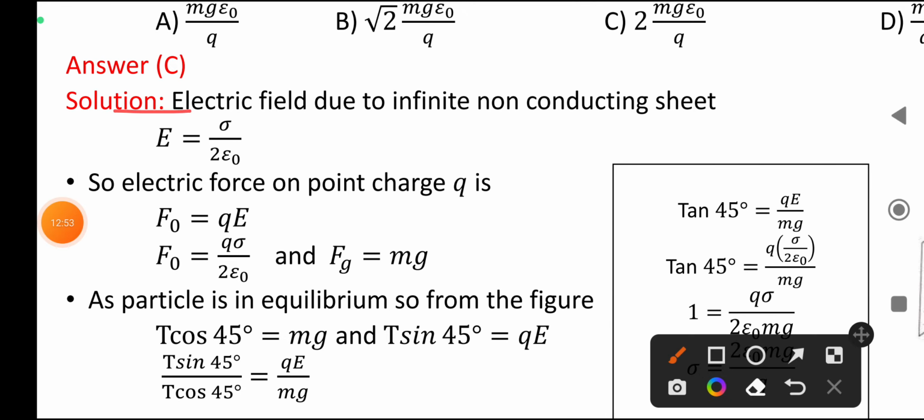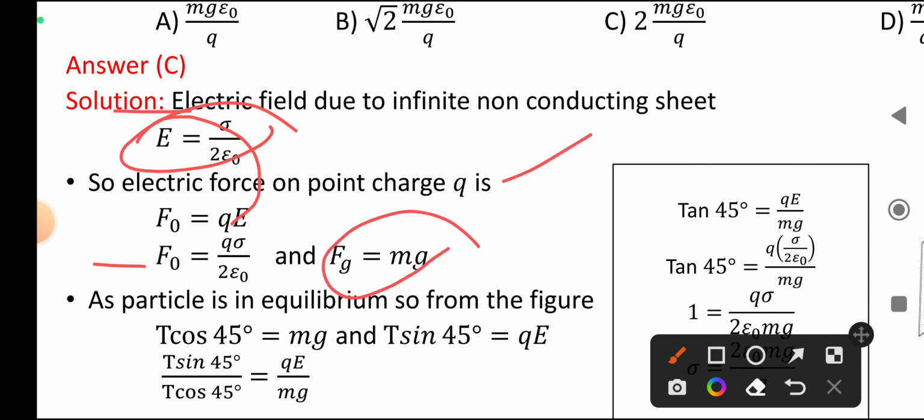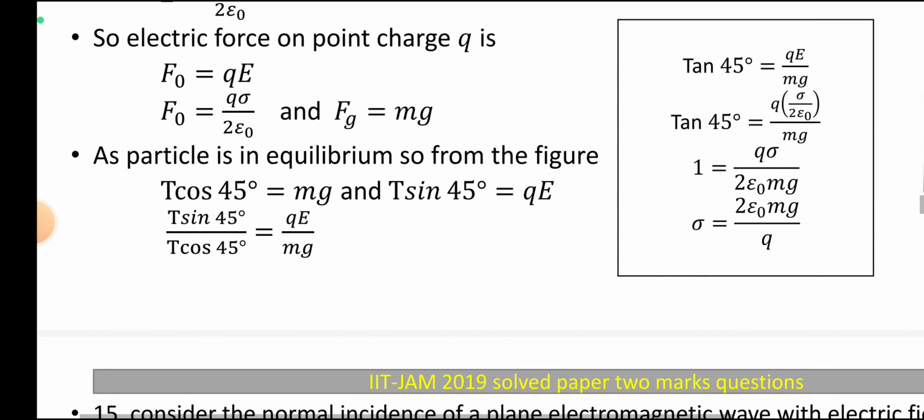Now, the electric field due to an infinite non-conducting sheet is E equals sigma by 2 epsilon naught. Electric force on a point charge Q: we know the formula force equals charge into electric field. Substituting this value, we get the force as Q sigma by 2 epsilon naught. The weight on the bob acts in the downward direction. That is the gravitational force Fg, which is mg. As the particle is in equilibrium, see here.